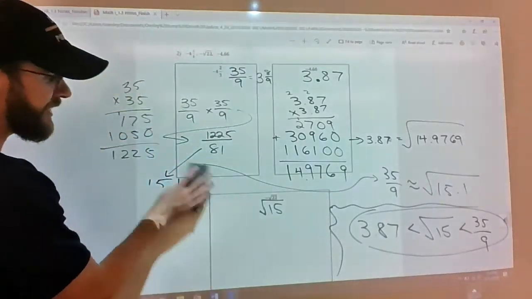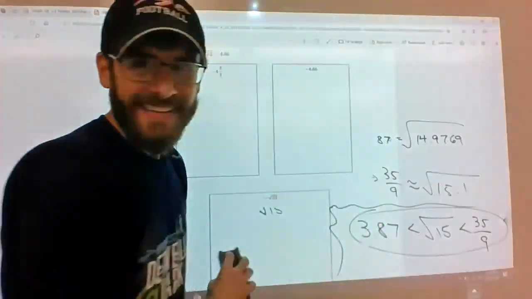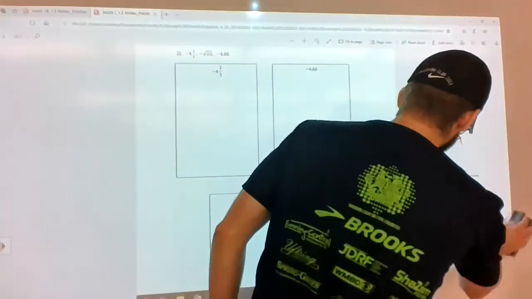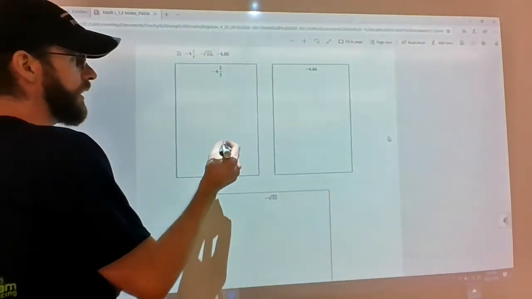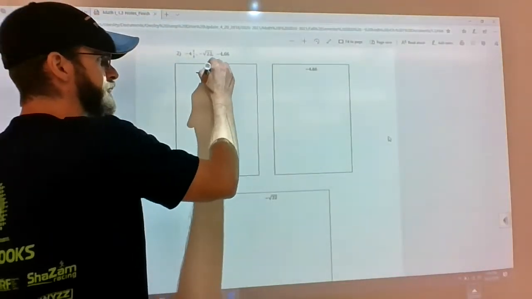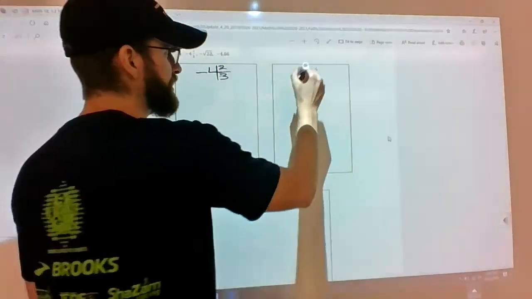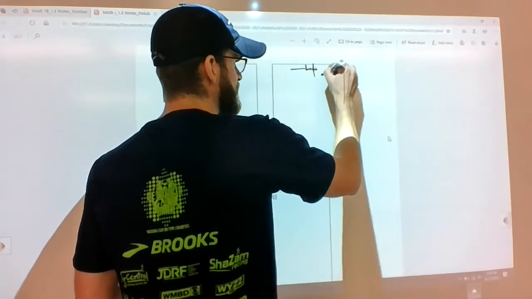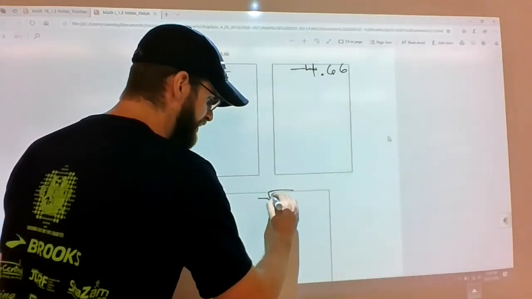All right, I threw something different at you. We've got negative numbers. So, this one is negative 4 2/3. This one's negative 4.66. And this is negative root 22.